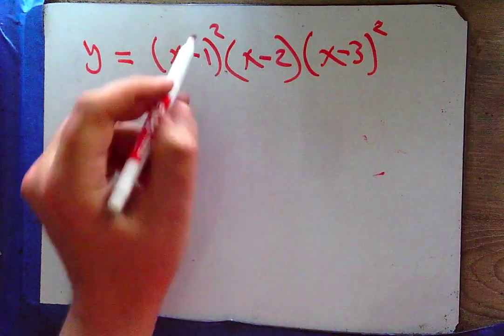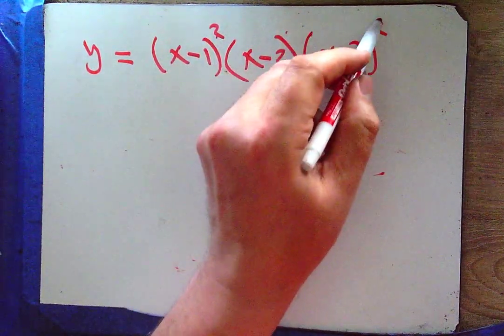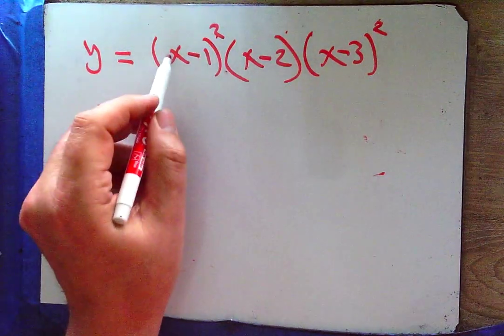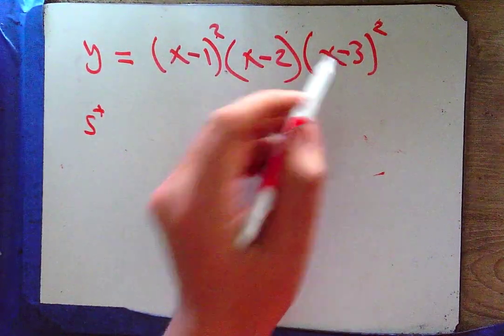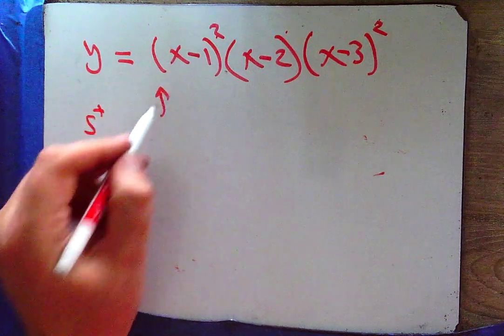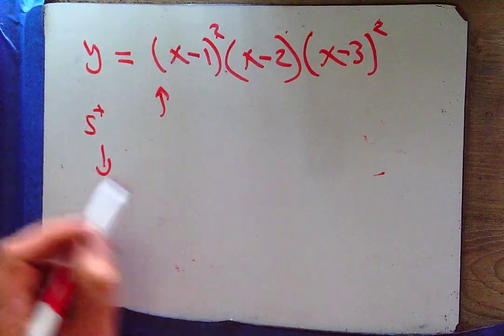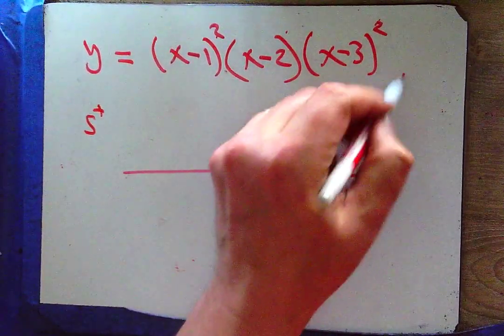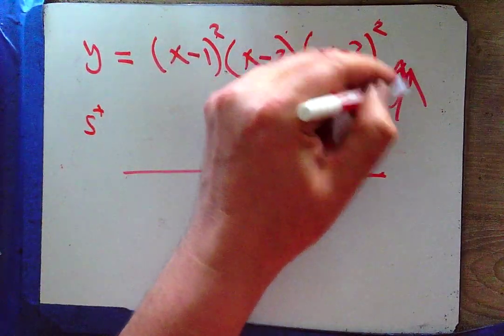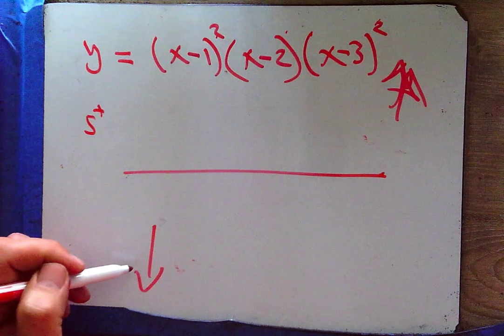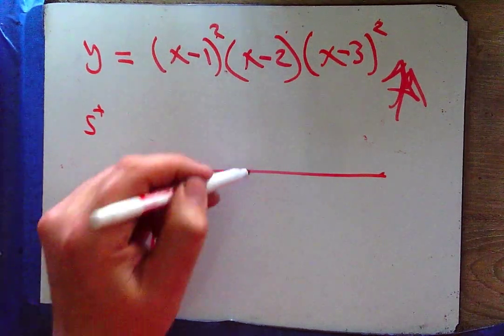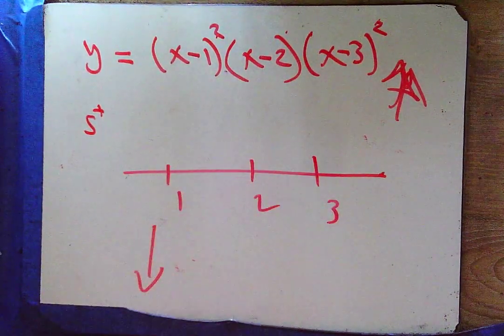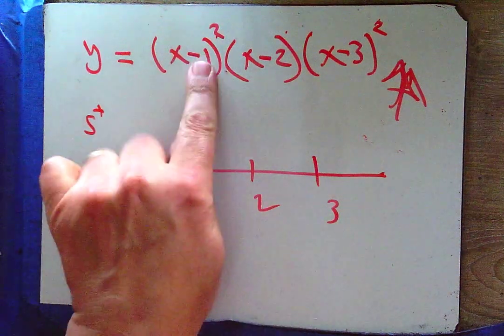Okay, so 2, 3, 4, 5, fifth degree, positive x, positive x, positive x. So a fifth degree polynomial with a positive leading coefficient has the same behavior. So I know this end's going to go up, up, up, and this end's going to go down. 1, 2, 3. So what am I supposed to do at 1?